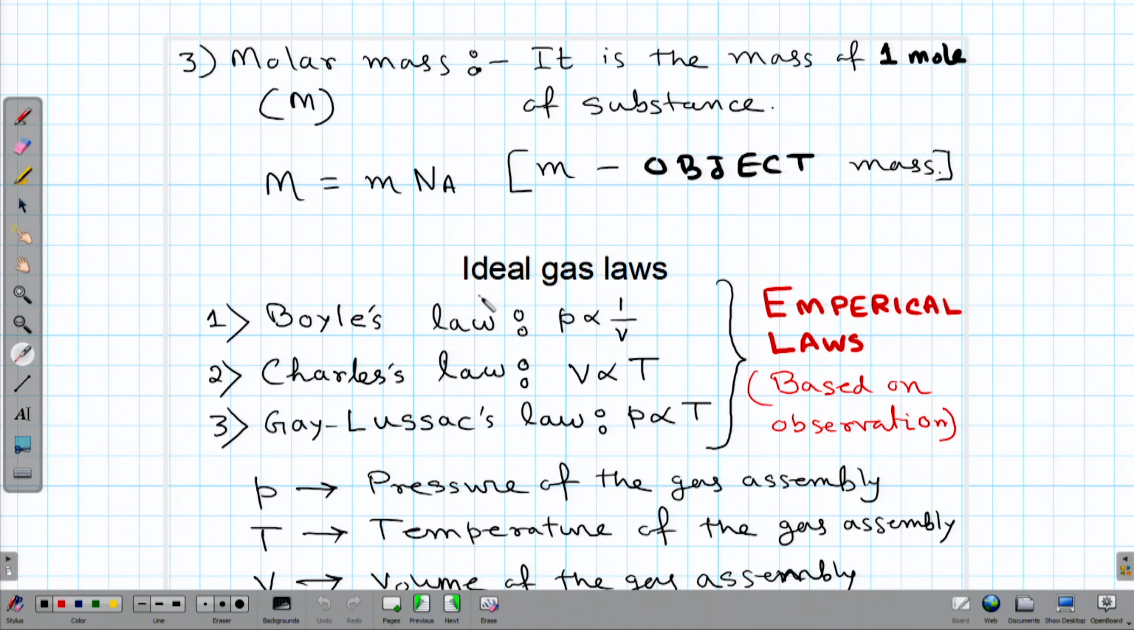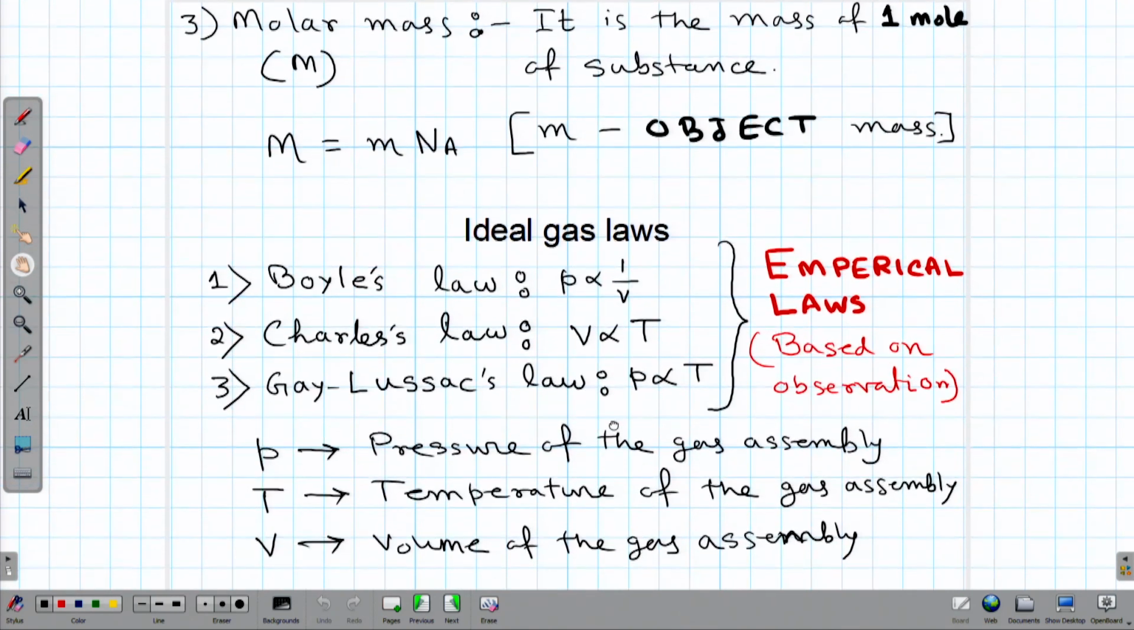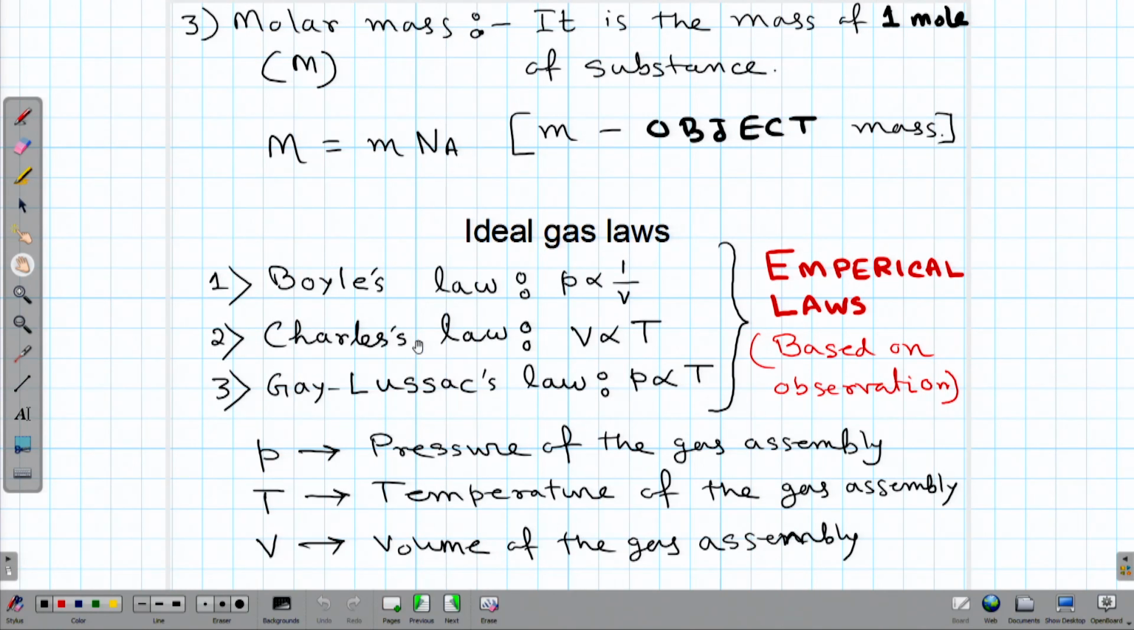Next is the ideal gas laws. Okay. So, what do you mean by ideal gas laws? We have Boyle's law, which says for constant temperature, the pressure of a gas is inversely proportional to its volume.